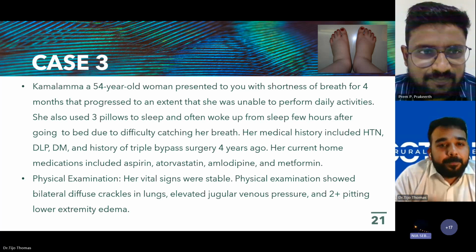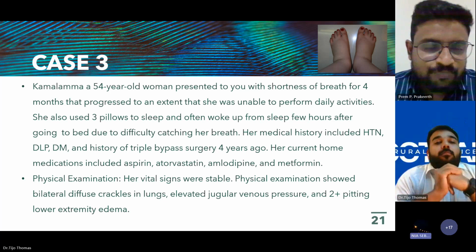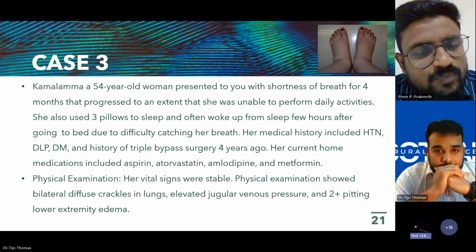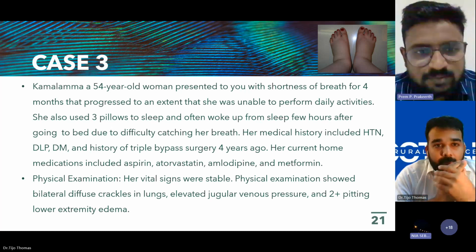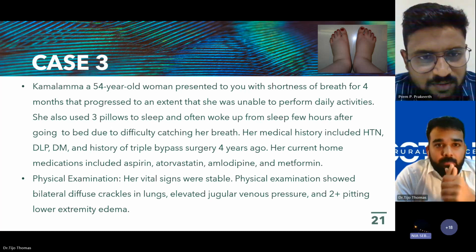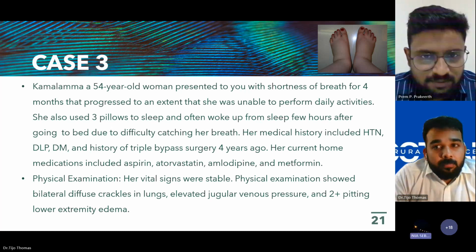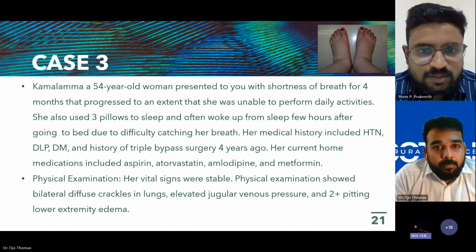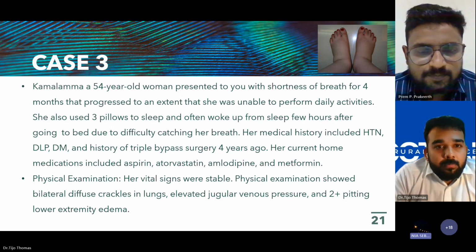Here, she's an elderly female. It looks like the shortness of breath had started first, and for 4 months it has progressed. And there is history of orthopnea, PND. There are also comorbidities of hypertension, diabetes, dyslipidemia, and also bypass surgery was done. It points towards a cardiac cause for me.